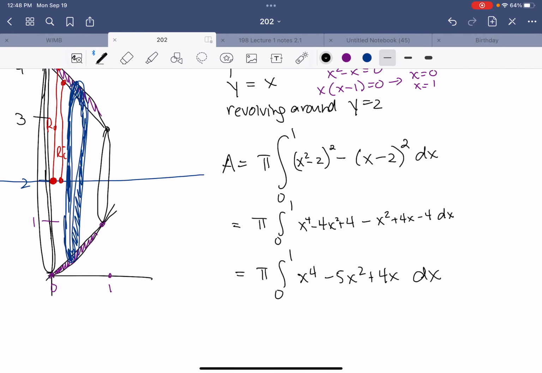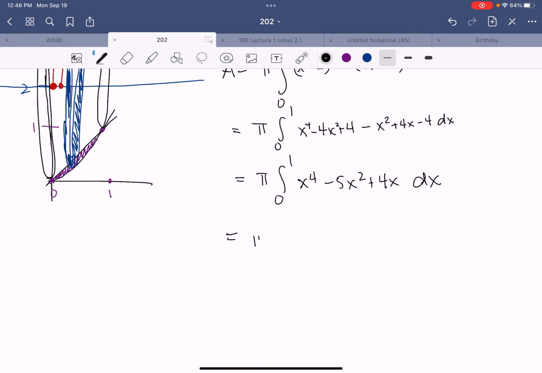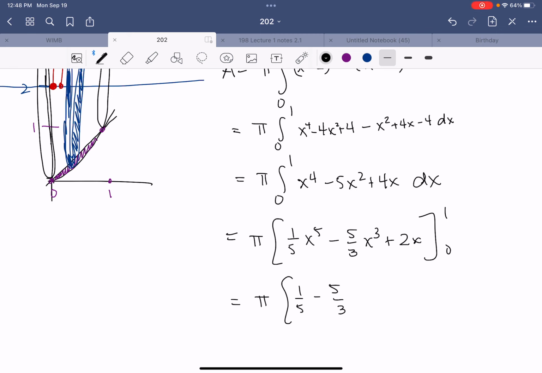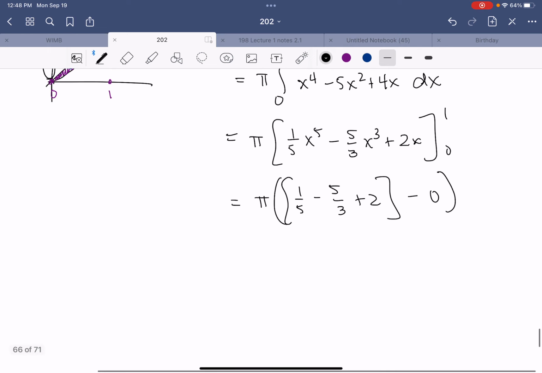All right, now antiderivative. 1/5 x to the 5th minus 5/3 x cubed plus 2x evaluated from 0 to 1. When we plug in 1, we get 1/5 minus 5/3 plus 2 minus 0. And that's going to give us, let's see, 1/5 minus 5/3 plus 2. Math fraction gives me 8/15 pi.